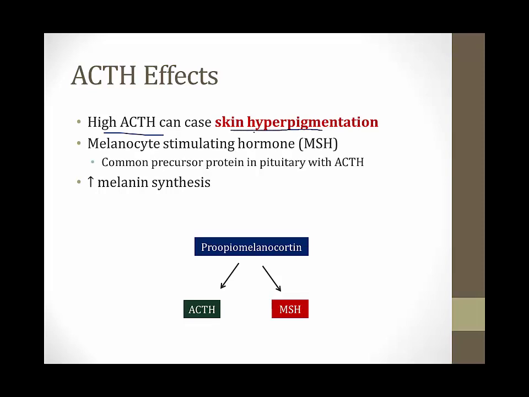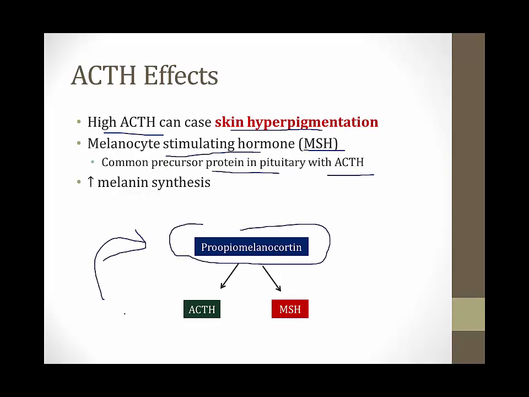The reason for this has to do with a hormone called melanocyte-stimulating hormone, or MSH. This hormone shares a common precursor protein in the pituitary gland with ACTH. That precursor is called pro-opiomelanocortin, so when lots of this is being made to synthesize lots of ACTH, that can also lead to high levels of MSH, and that can increase melanin synthesis and darken the skin.